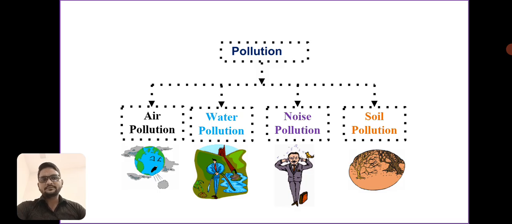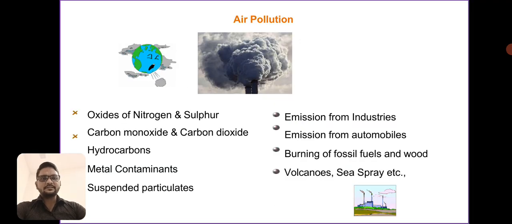Next is pollution. What are the types of pollution? First is air pollution, second is water pollution, third is noise pollution, fourth is soil pollution. Now we are going to discuss all these in detail. First is air pollution. Air pollution is actually oxides of nitrogen and sulfur, carbon monoxide, carbon dioxide, hydrocarbons, metal contaminants, suspended particles, emissions from industries, emissions from automobiles, burning of fossil fuels and wood, vehicles, sea spray, etc.